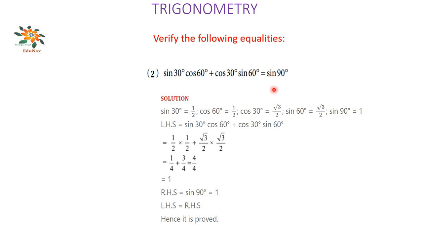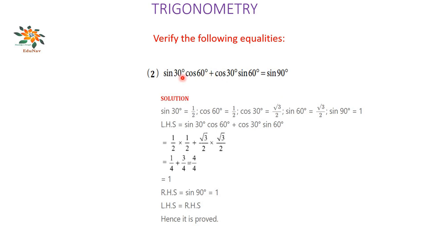Coming to the right hand side of the given question, we have sin 90 degree. Sin 90 degree value is also equal to 1. This is from the tables which we have learned earlier. Since LHS is now equal to the right hand side value, both are equal to 1. Are you observing that? Right. Therefore, we can say that the given equality holds true.